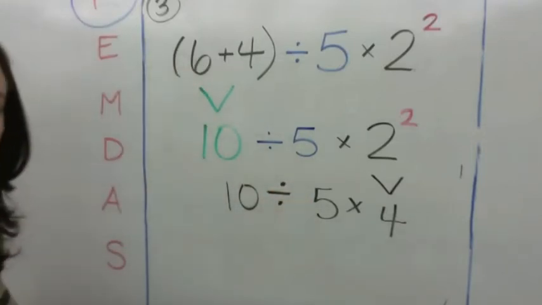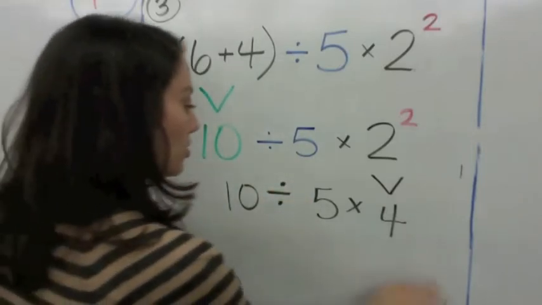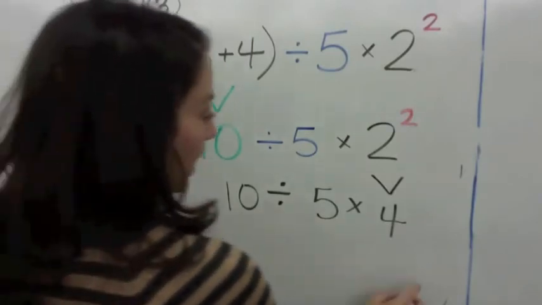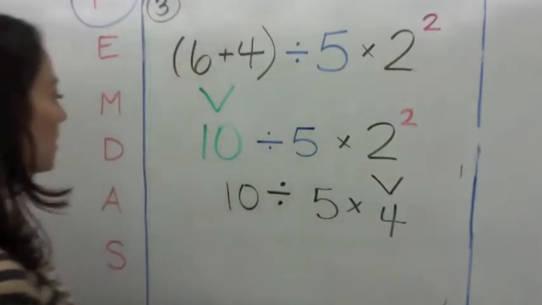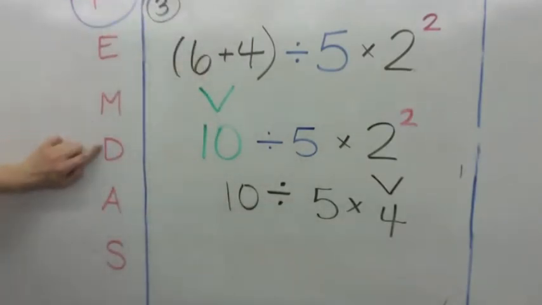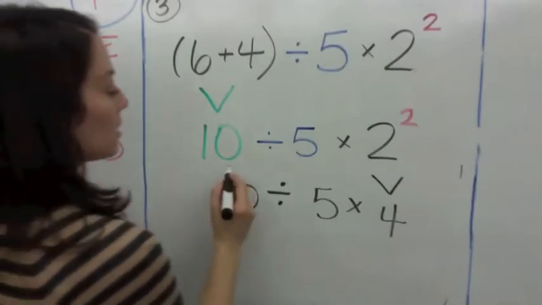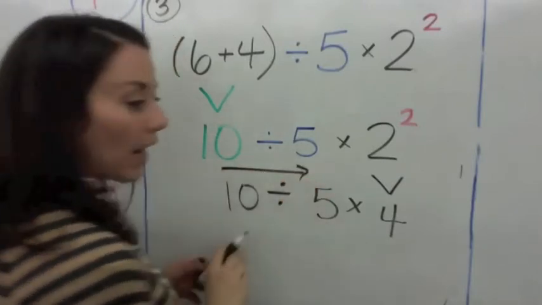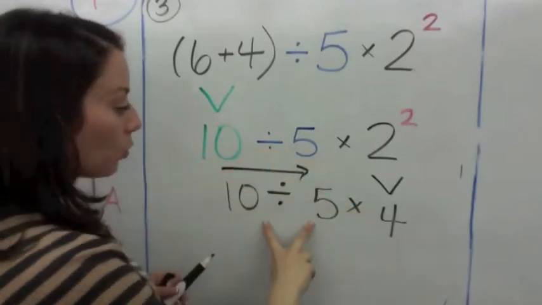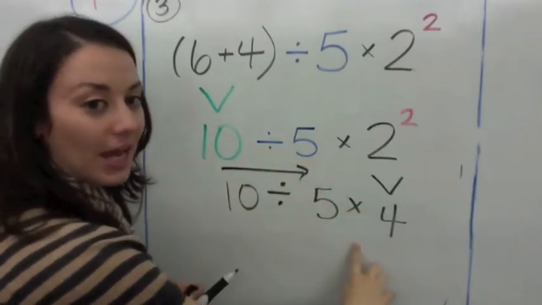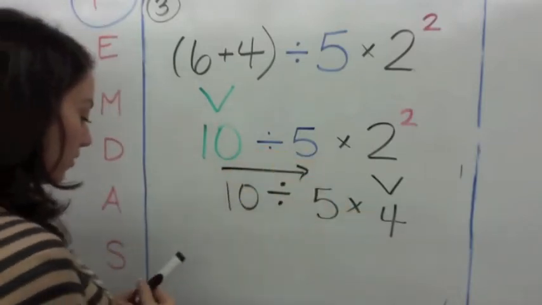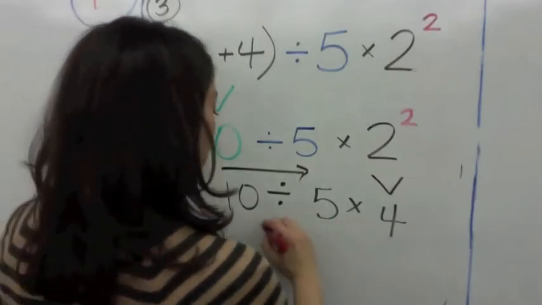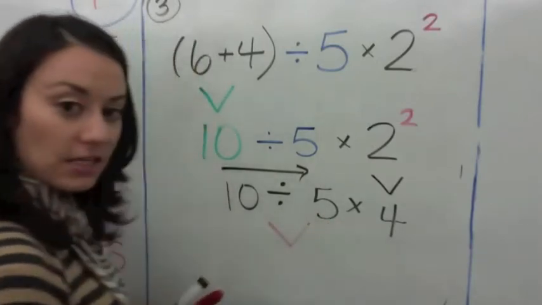Okay, we all have that so far? Okay. So now we have division and multiplication. And this is what's very tricky, because usually you think you do multiplication first and then division. But remember, it is from left to right. From where? From left to right. So we're going to do division first and then multiplication. All right? So what is 10 divided by 5?